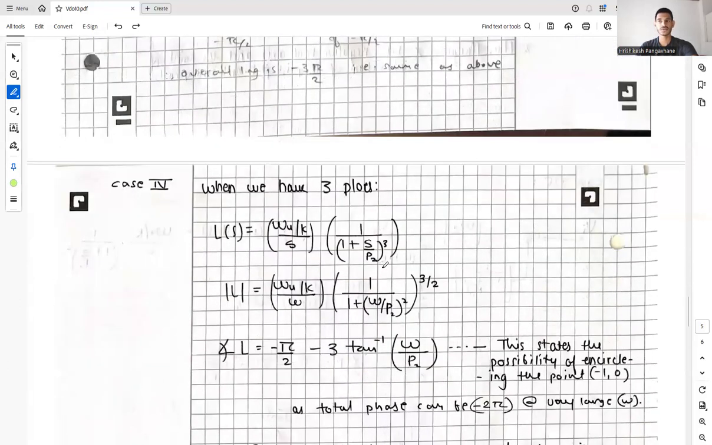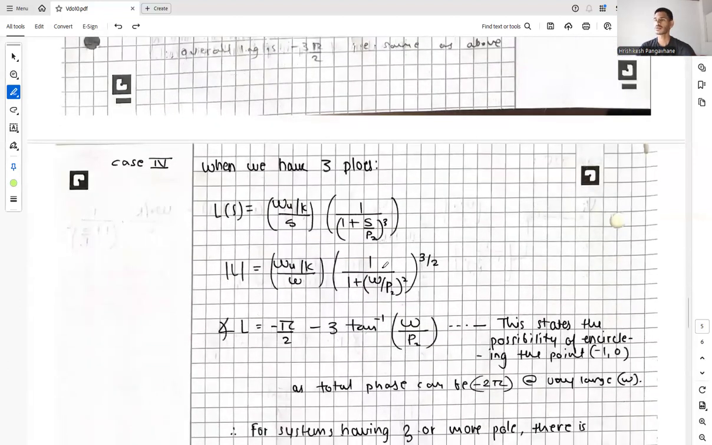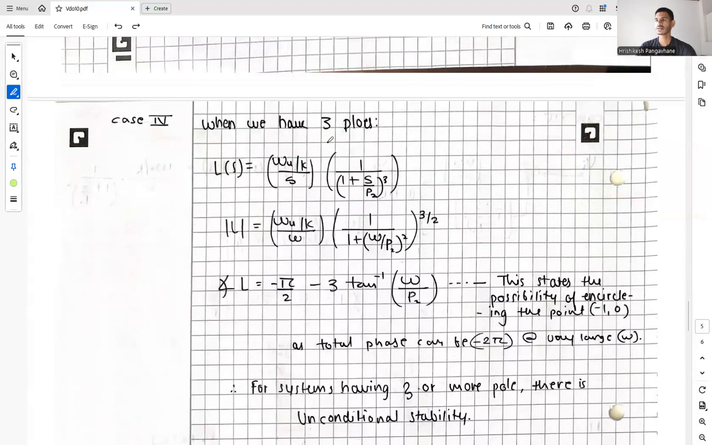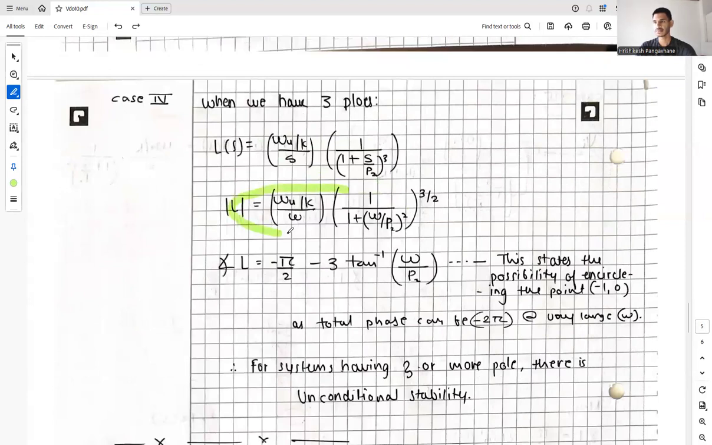So let's take case 4, when we have more poles, let's say 3 poles. So this is how our transfer function will look like. This is its magnitude, and this is its phase.